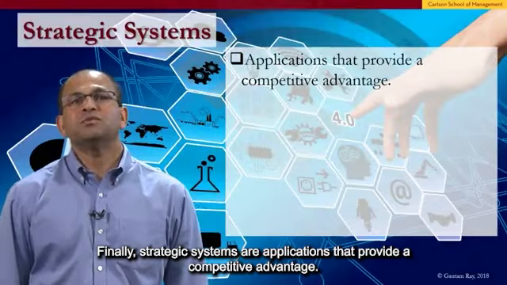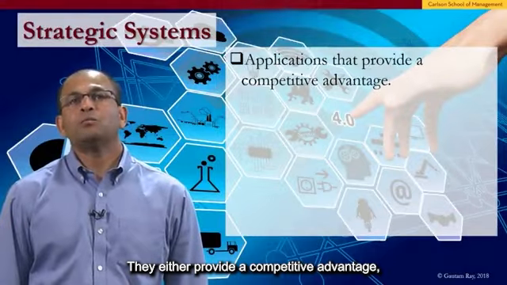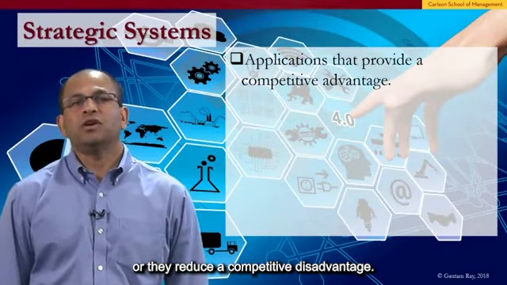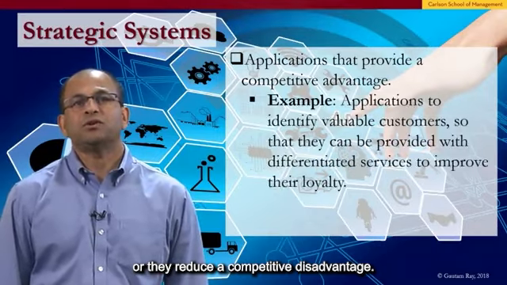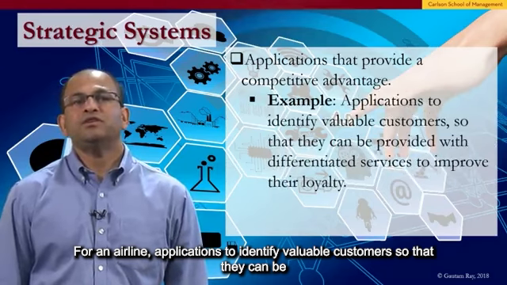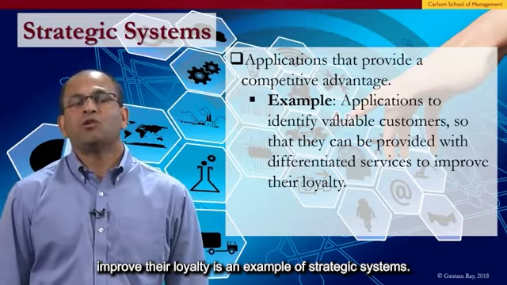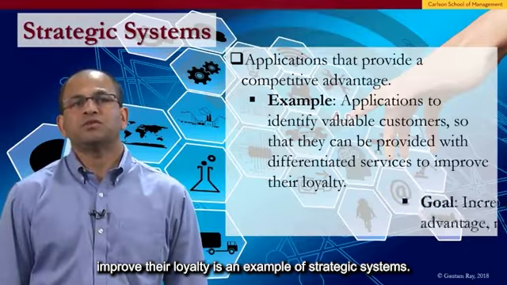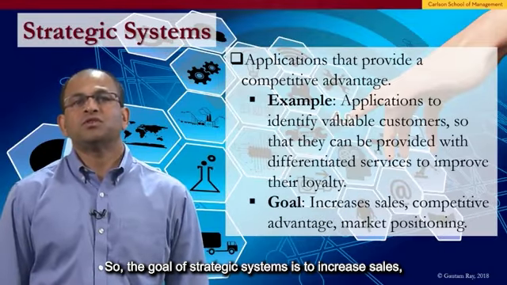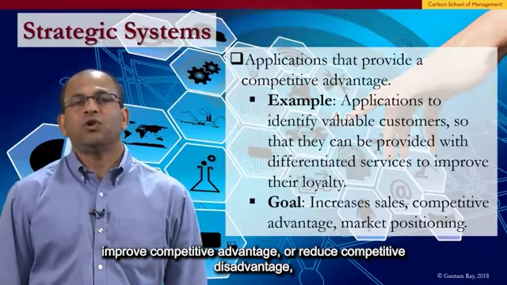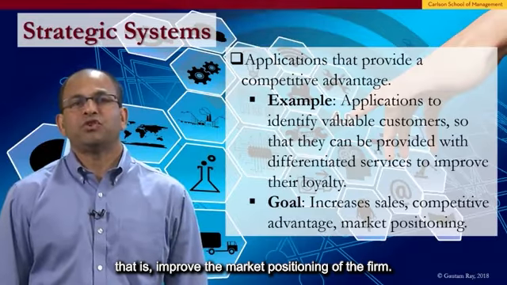Finally, strategic systems are applications that provide a competitive advantage. They either provide a competitive advantage or they reduce a competitive disadvantage. For an airline, applications to identify valuable customers so that they can be provided with differentiated service to improve their loyalty is an example of strategic systems. So the goal of strategic systems is to increase sales, improve competitive advantage, or reduce competitive disadvantage, that is, improve the market positioning of the firm.